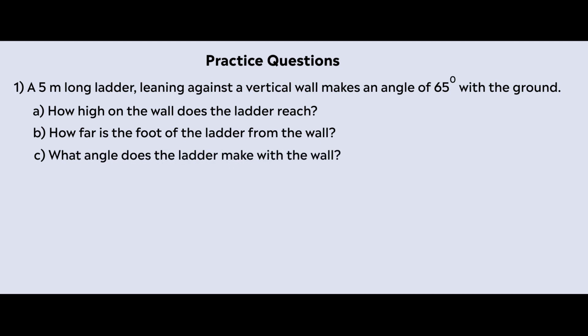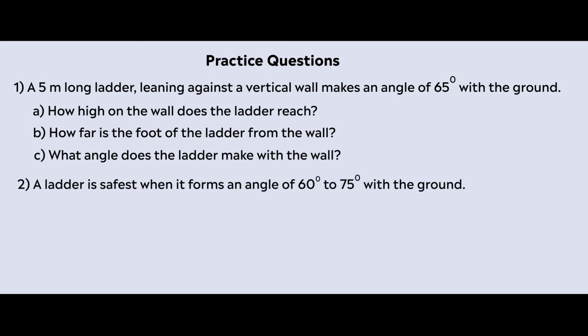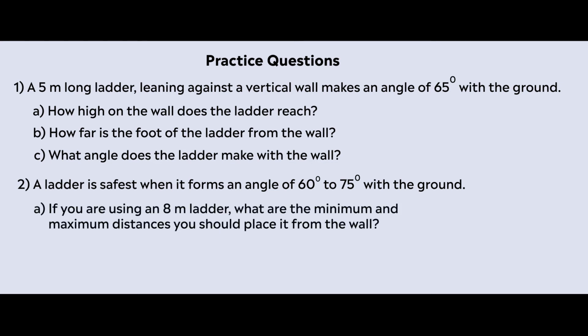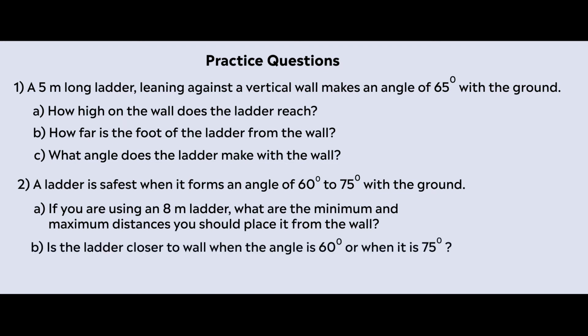So this is question 1, which I expect you all to solve on your own. Then question 2. A ladder is safest when it forms an angle of 60 degrees to 75 degrees with the ground. Part A. If you are using an 8-meter ladder, what are the minimum and maximum distances you should place it from the wall? Part B. Is the ladder closer to the wall when the angle is 60 degrees or when it is 75 degrees? So I want you all to practice these 2 questions based on the topic calculating side lengths and angles.